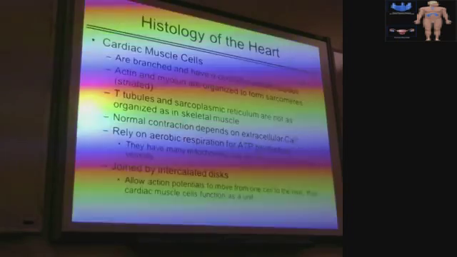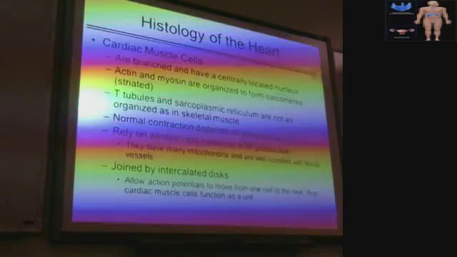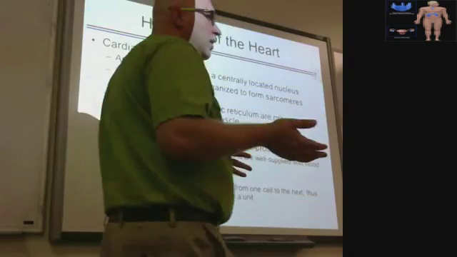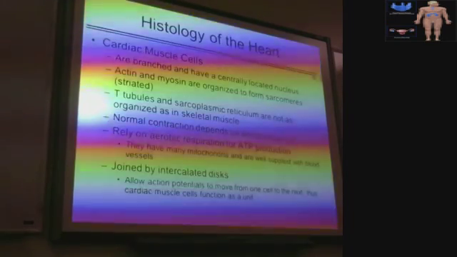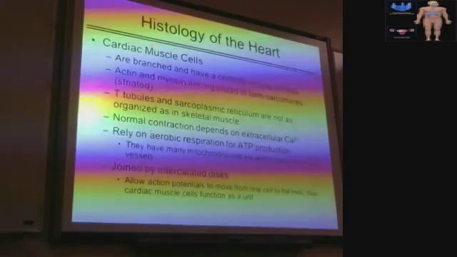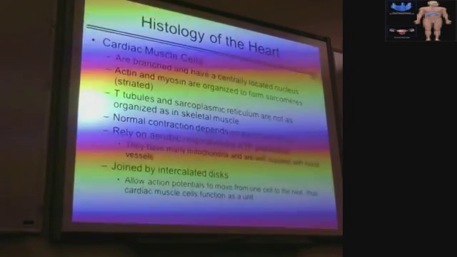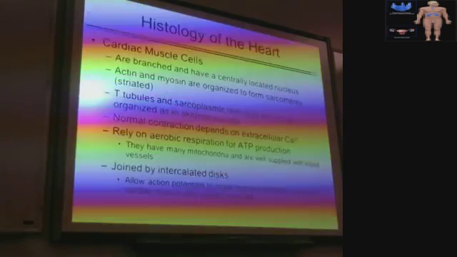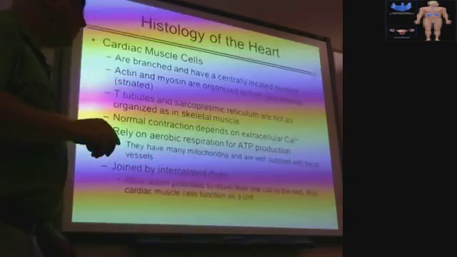Cardiac muscle cells. Cardiac muscle cells are branched and have one centrally located nucleus. Remember, they're similar to skeletal muscle cells in that they're striated. But how they're different is that they have only one nucleus and that they're branched cells, not extremely long cells with multiple nuclei. Actin and myosin fibers, just like what we talked about in the skeletal muscle fibers, are organized to form sarcomeres. That's the main difference here.